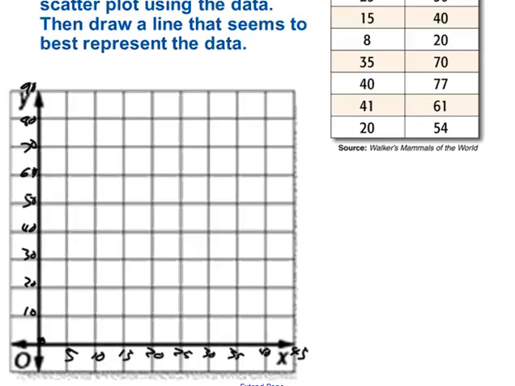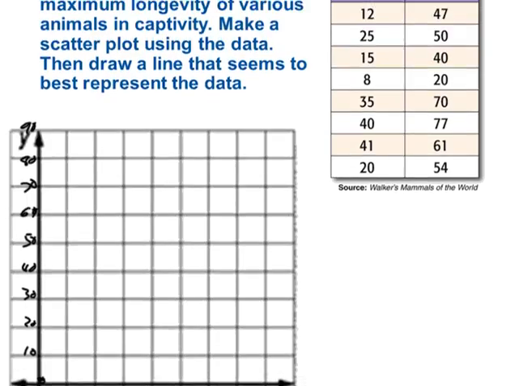Now I'm going to start graphing some of the points here. I can see I've got 12 and 47. So here's 5, 10, 12, and up to 47 would be about right there. And the next one is 25 and 50, so 25 and 50 would be right here. And then 15 and 40, about right here. 8 and 20, so there's 5, 8, and 20 would be just about there.